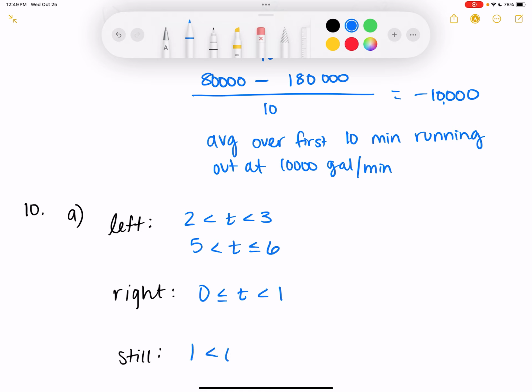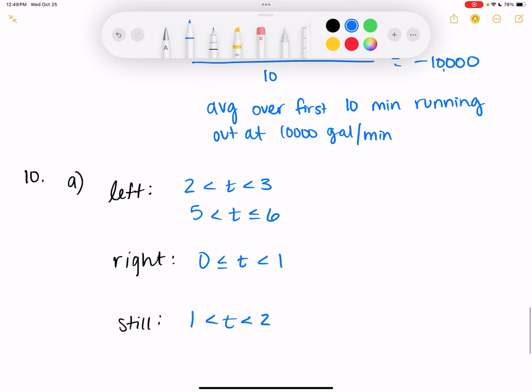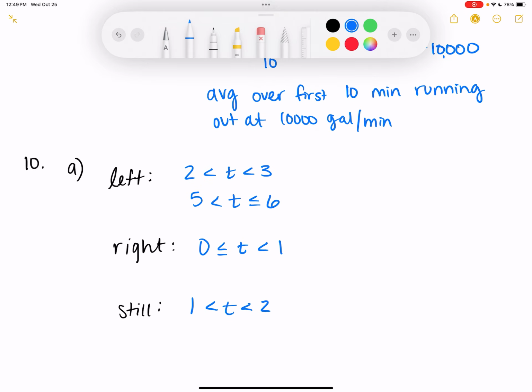1 less than t less than 2. Any other ones? 3 to 5. 3 less than t less than 5. And that's all you'd have to do for that.